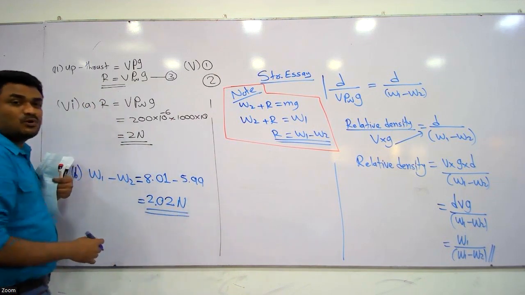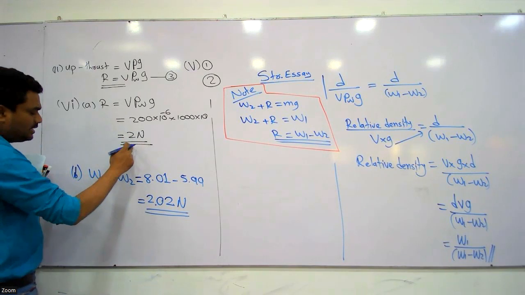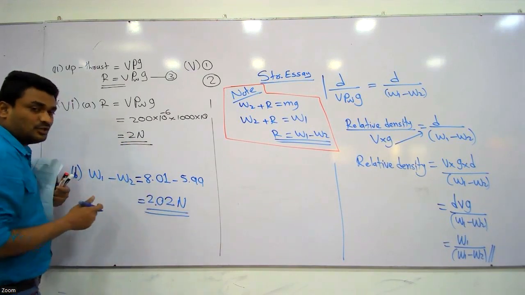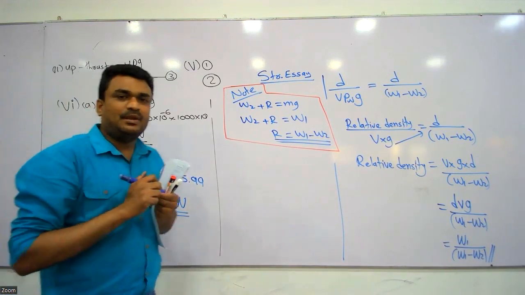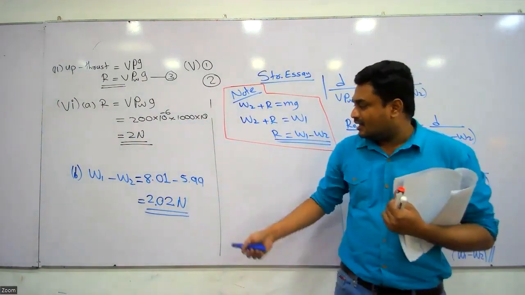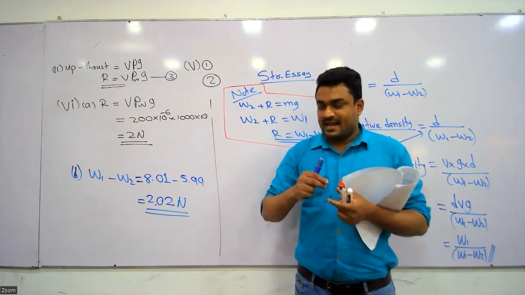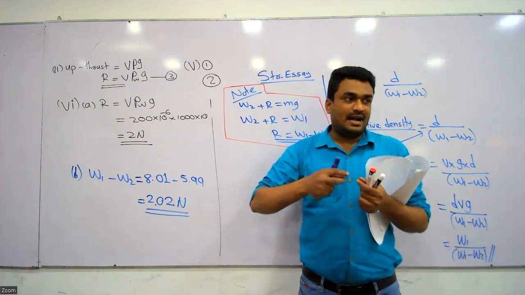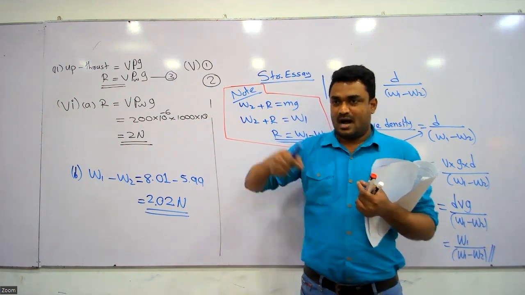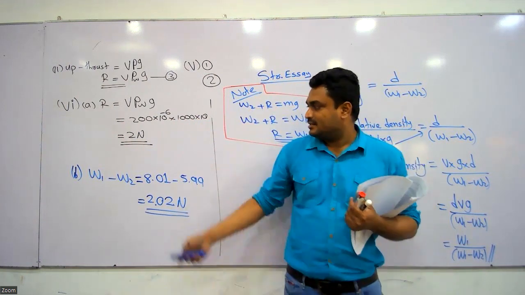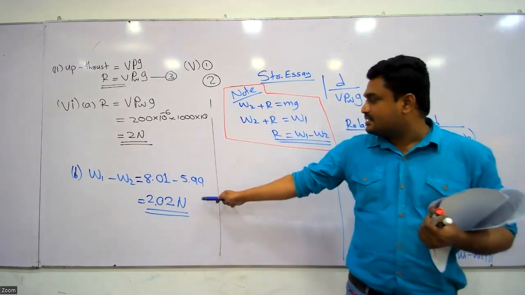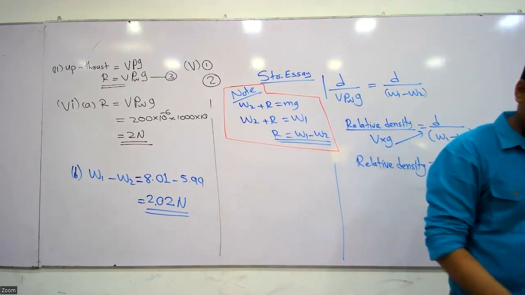So this is a negligible small difference here. Upthrust 2 Newton, W1 minus W2 2.02 Newton. That difference can be neglected. The reason for this kind of thing may be human errors. Maybe we have wound the string to hang the ball. That's the reason. You write this first, dear, and write this note also.